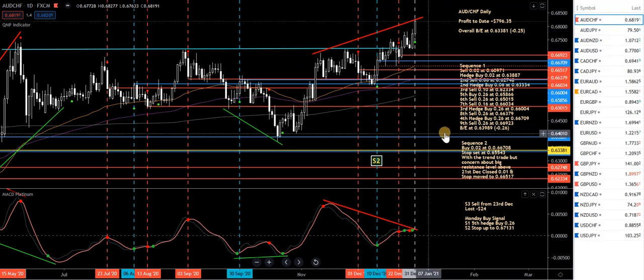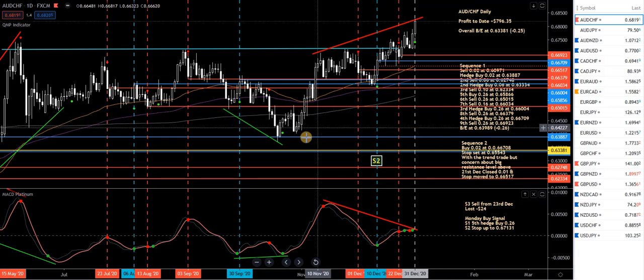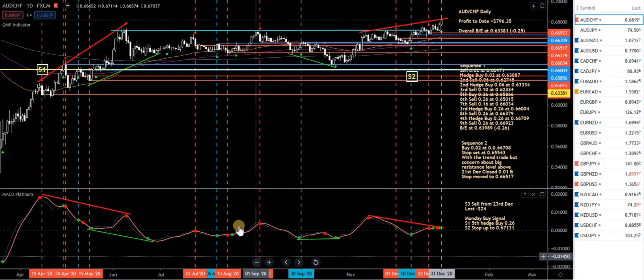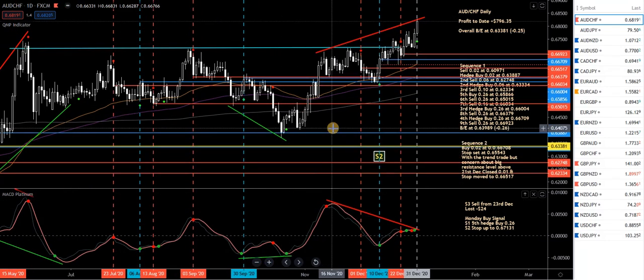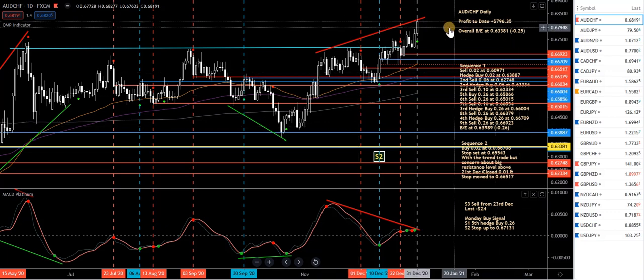Now, it looks messy. I'll start with the Aussie Swiss. It looks messy because back in the day, I was doing a lot of sequence trading. So this sequence 1 starts back here, S1, it's a sell trade back there, and S2 is sequence 2. So I can read my notes on the charts. These days I'm only doing the hedging sequencing if I've got hidden divergence. So you'll see that shortly in the Aussie New Zealand.